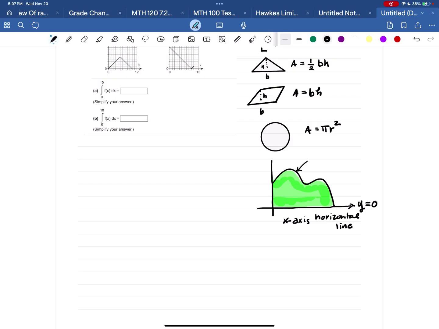Now, if we wanted to find the area between two curves, which we'll talk about later, let's say we want just this area in here, then we would need to know the equation of this curve and that line or curve or whatever it is.